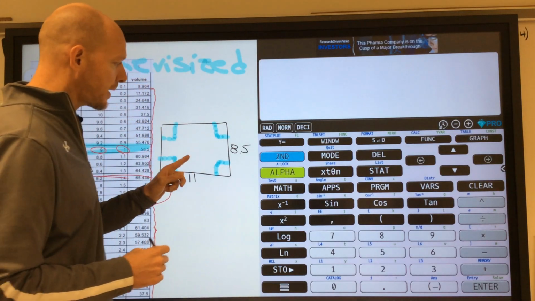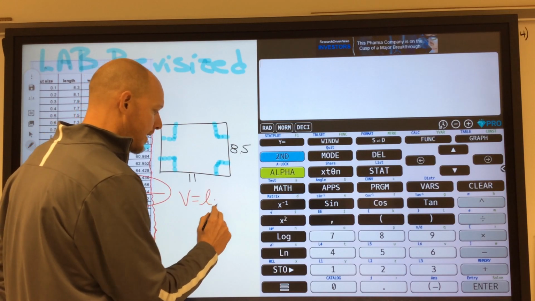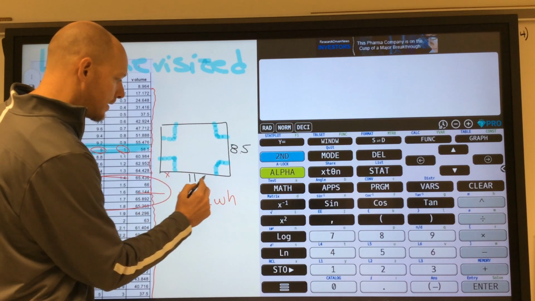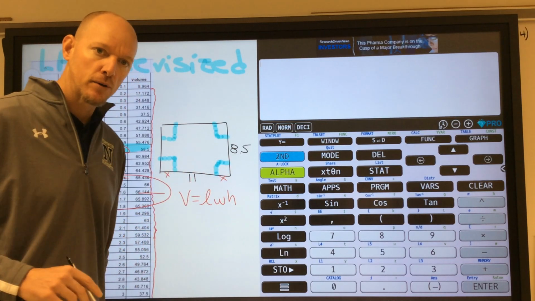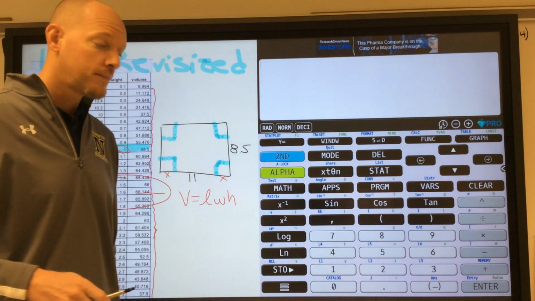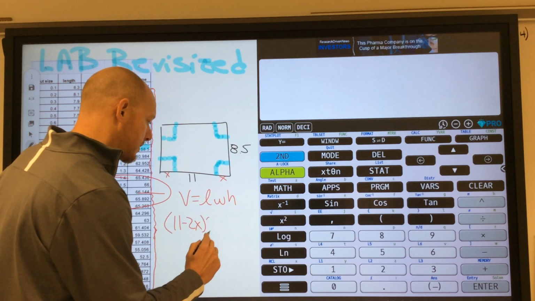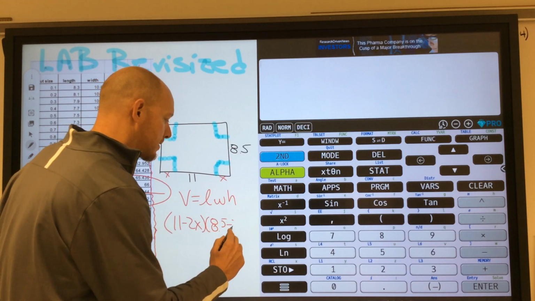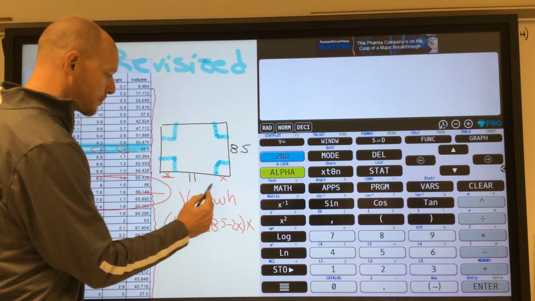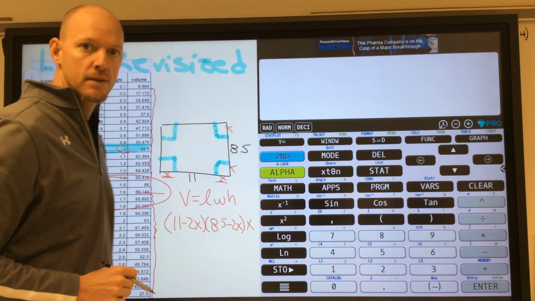If we think about the situation at hand, we remember that the volume of a prism is length times width times height. And we see that we're going to be removing 2 x's from both sides on both our length and our width, and that our height will be equal to x. So that would give us the ability to write an equation: 11 minus 2x, 8.5 minus 2x, and x. And again, the reason for the 2x is because we're subtracting them on both sides.